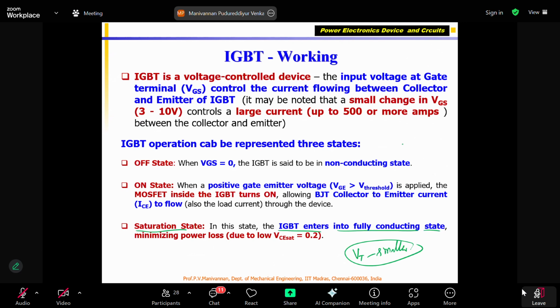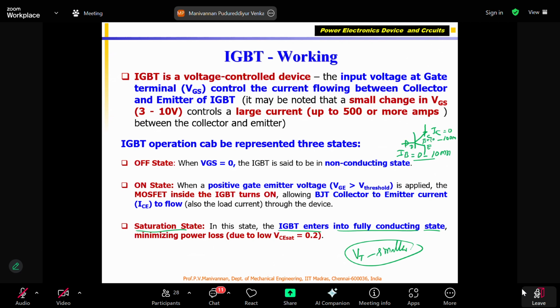We know that in a transistor, IB can vary from 0 to 10 milliamps, and IC varies from 0 to 100 milliamps. This is my emitter, collector, base. If IB varies from 0 to 10 milliamps, my IC will vary from 0 to 100 milliamps. If I give 1 milliamp, IC will be 10 milliamps. If IB equals 2 milliamps, IC will be 20 milliamps. My beta equals 10. You understand?